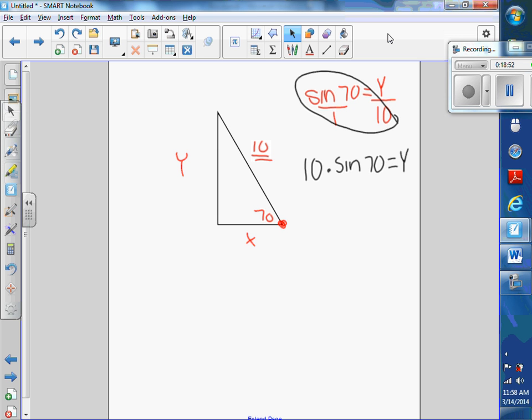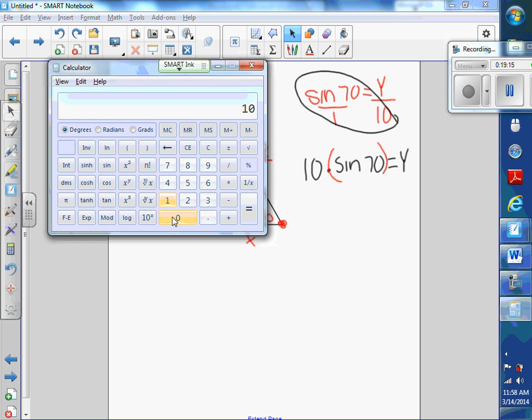Time out, guys. 9.6? No. Sine of 70 is one number, and then you multiply. Because it's 10, so 10 times. For my calculator, you'd type in sine of 70, and then you hit equals, and then you multiply by 10, and I get 9.3, about 9.4.